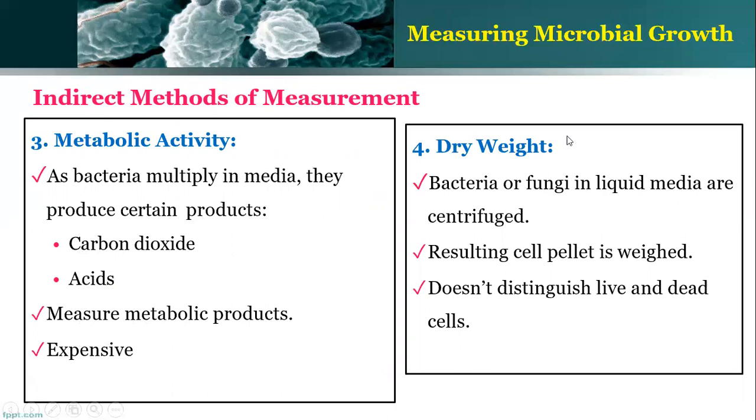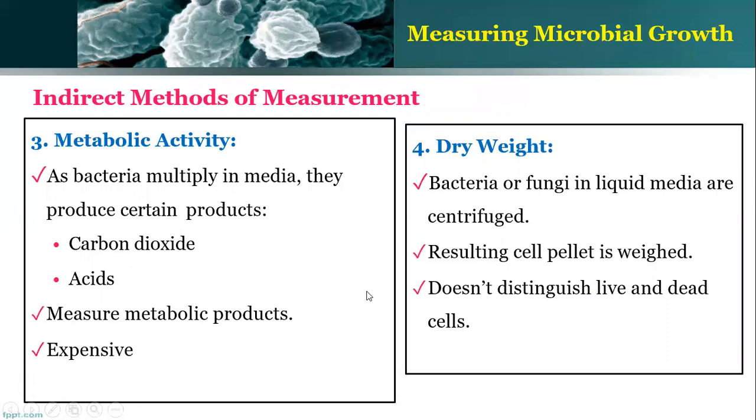And the dry weight. Dry weight also determines the indirect measurement of microbial growth. Here, bacteria or fungi in the liquid medium are centrifuged. Once the bacterial or fungal suspension has been centrifuged, all the cells settle at the bottom as a pellet. The supernatant liquid is discarded and the pellet is weighed. This pellet weight determines the dry weight of the microbial cells. And this also does not distinguish live and dead cells.